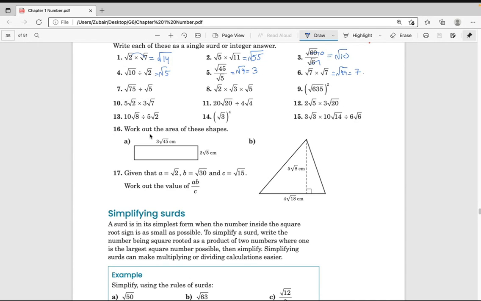So that is 75 divided by 5, which is 15. Yes. So square root 15. Ali, try 8. That's right. 2 into 3 into 5 is square root 30. Ali, number 9.